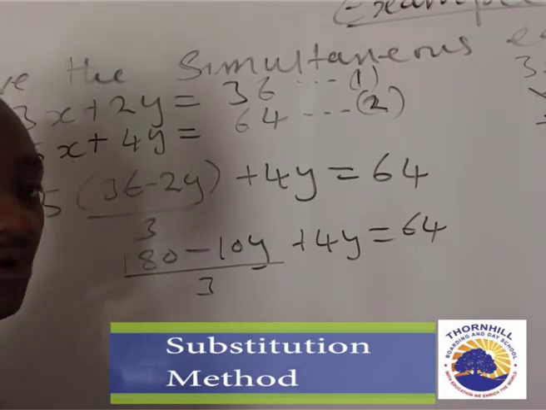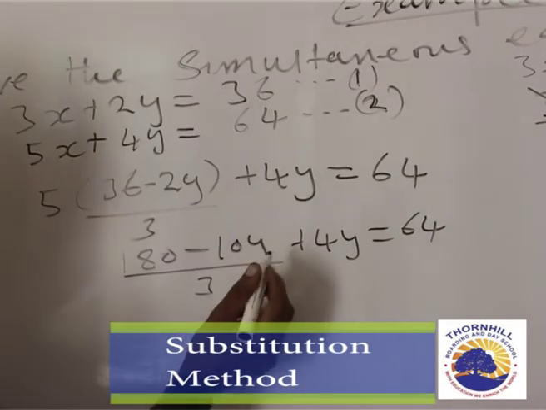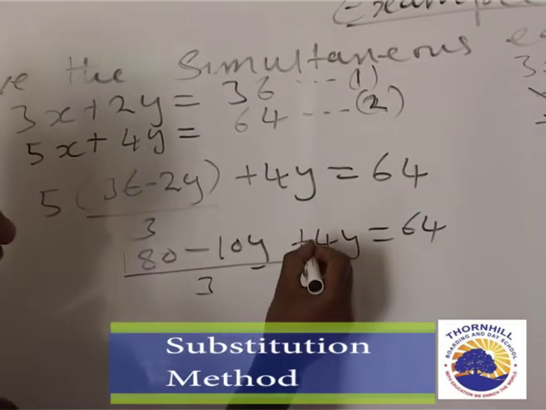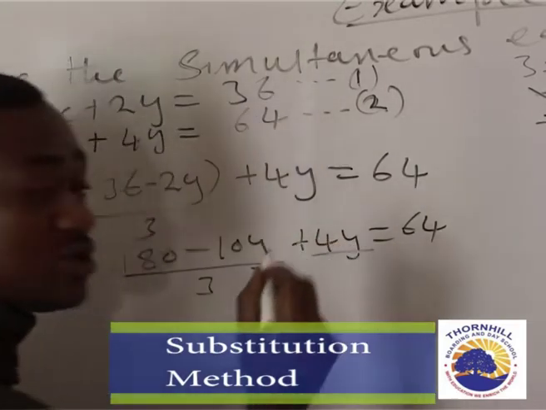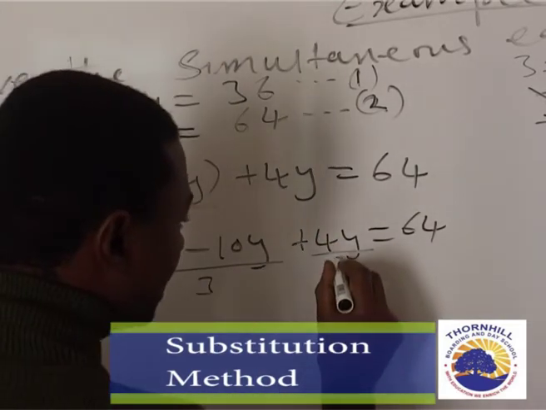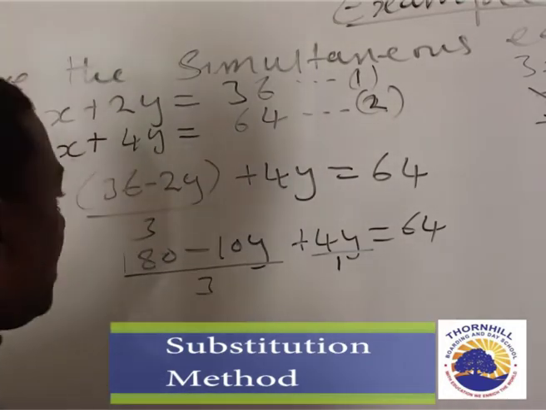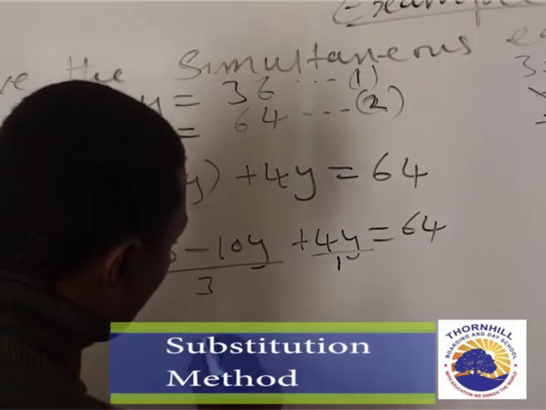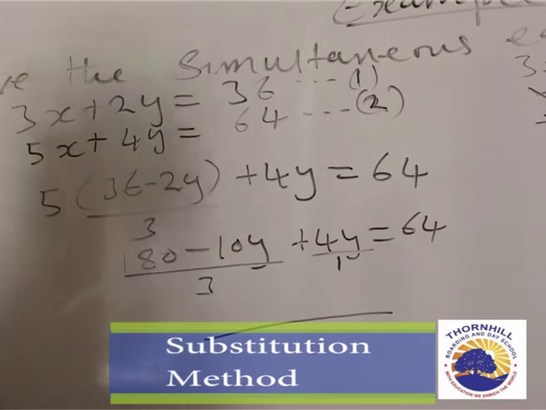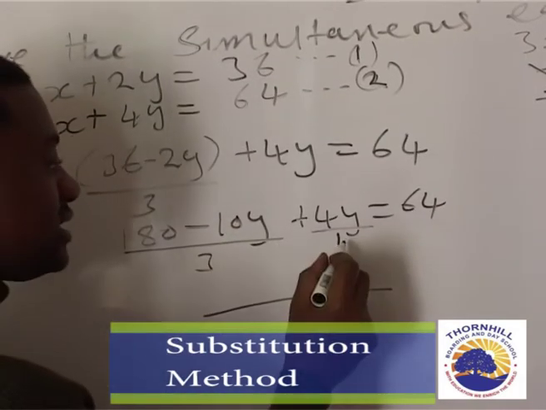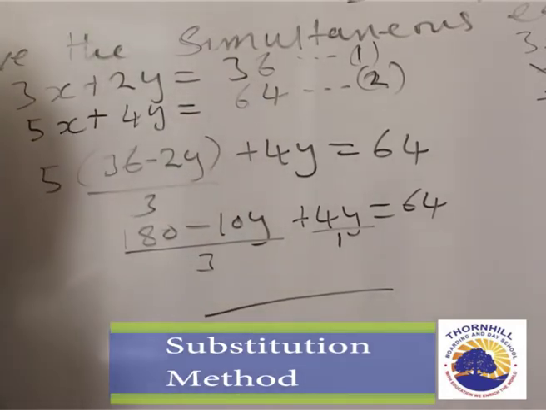Now, how do we find the value of y? The numbers that are on this side before the addition sign have a denominator 3. Therefore, since there's no denominator on this side, we're going to give it a denominator 1 because it won't change anything. It will still be the same. Having done this, then we're going to find the common denominator. Now, what is the common denominator of 3 and 1? The common denominator of 3 and 1 is 3.